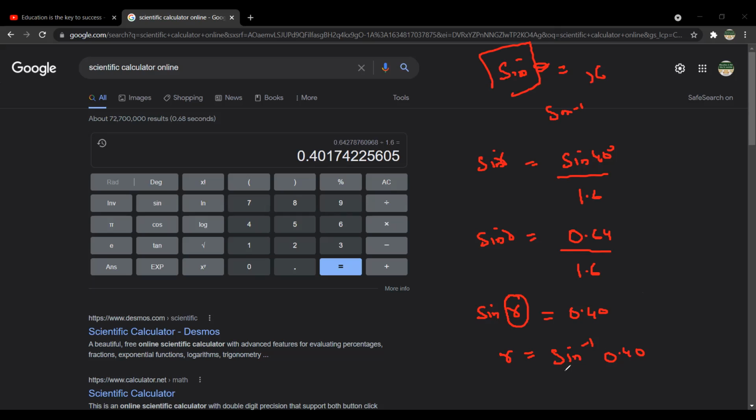What is sine inverse? On your scientific calculator there is a button known as shift. So you will use that button shift, or you may have invert here, INV. So I'll press invert sine. Invert sine means arc sine or sine inverse. So sine inverse 0.4 is 23.57. So the value of r will be equal to 23.57 degrees. Is it clear? This is the way of finding the angle of refraction.